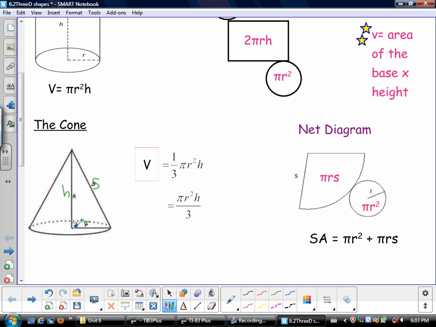Now you should recognize between the h, the r, and the s a certain other shape, a two-dimensional shape, a right angle triangle, which means when you're dealing with the cone, keep in the back of your mind, you may need to use Pythagorean theorem to help you solve things. So anytime you have a right angle triangle, that means that that's in play.